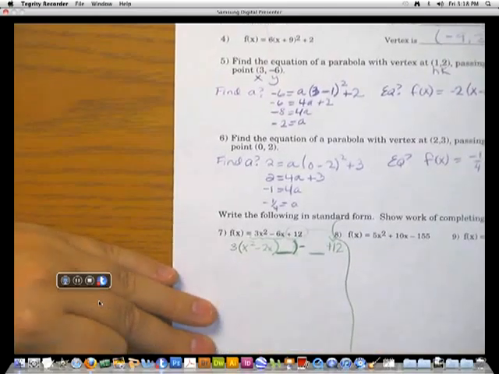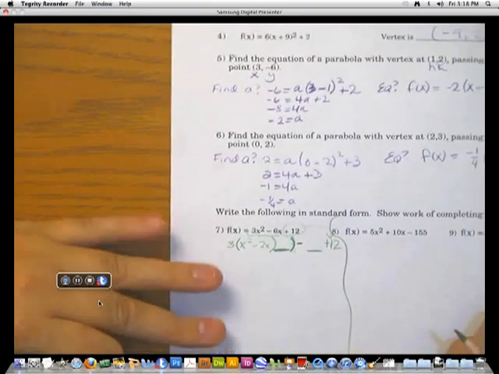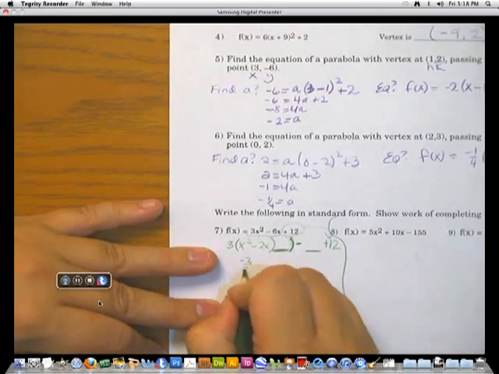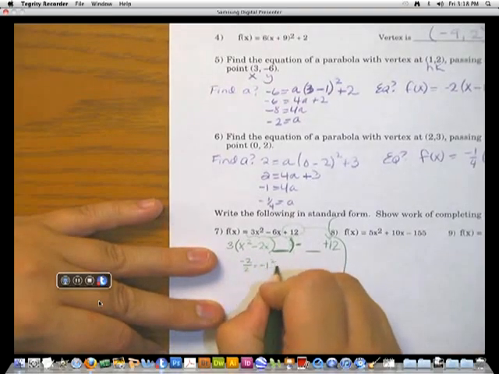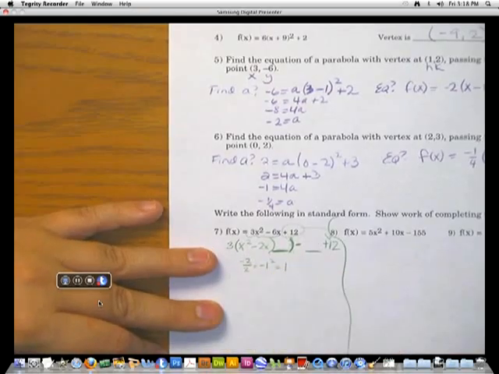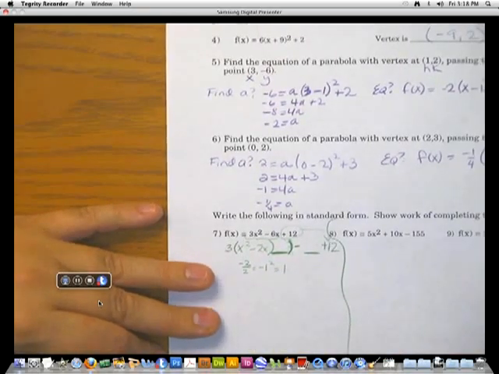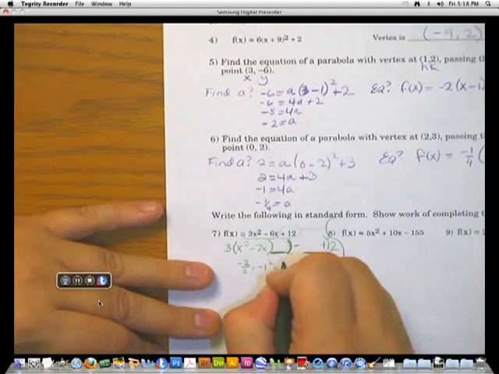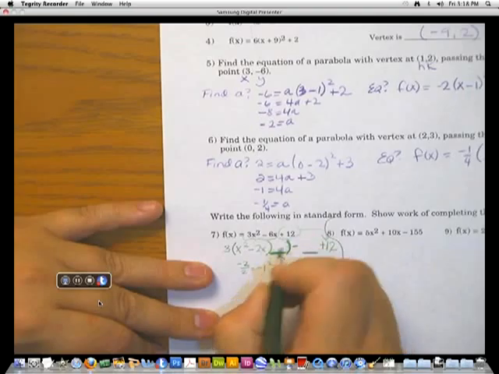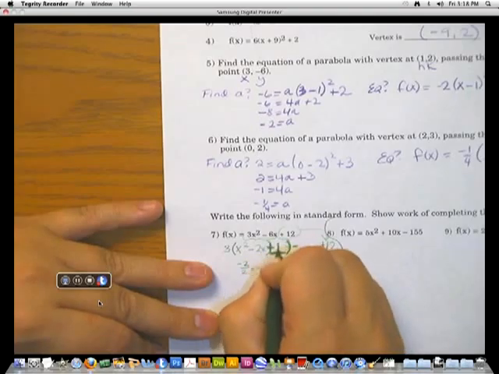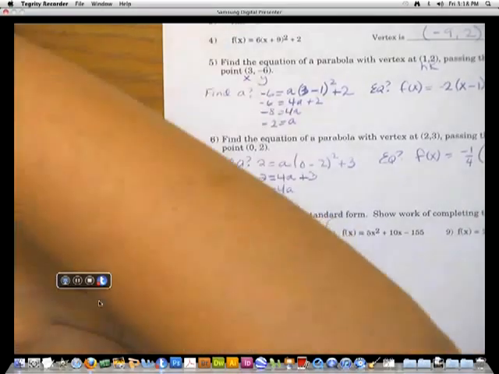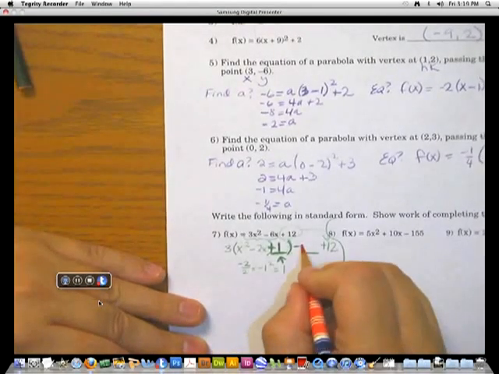Alright, so we're going to still follow the complete the square process, which is we take our middle term, we divide it by 2, we square it, and then we're going to add that inside the parenthesis. That's what we're going to add. But the outside space, we're going to subtract.